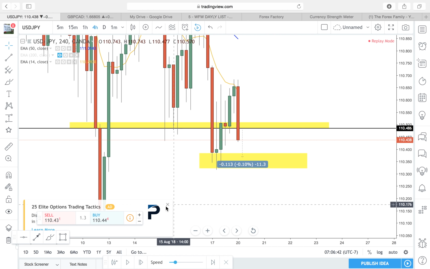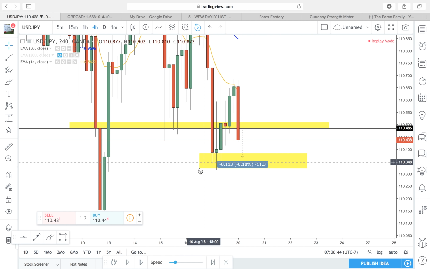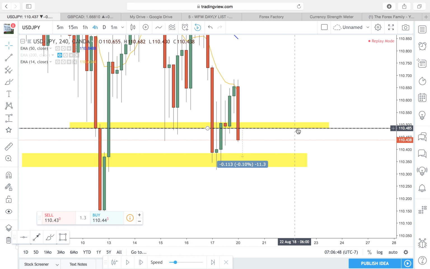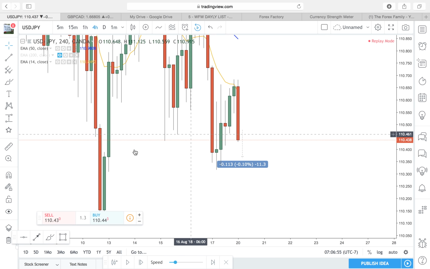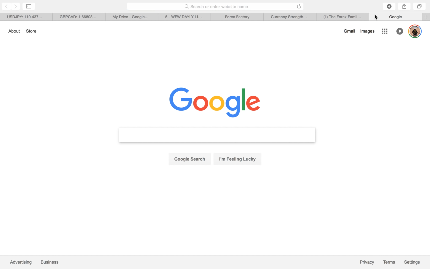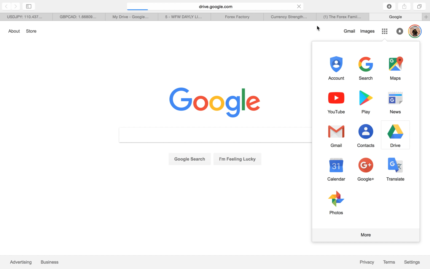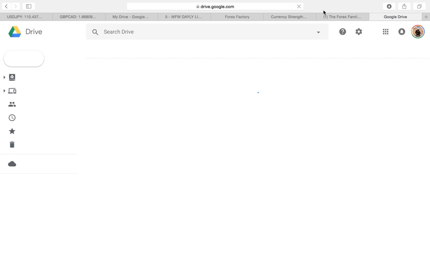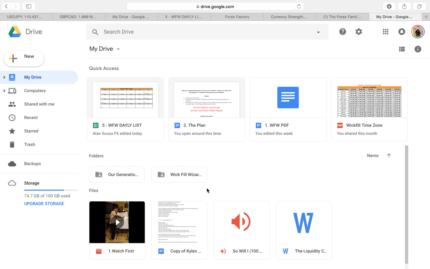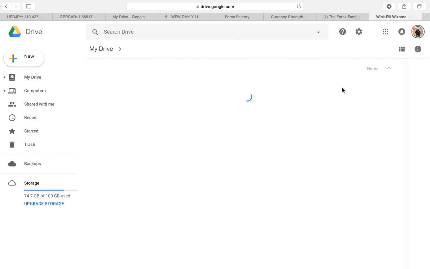I already have the zones drawn up, and what you need to pay attention to is the first yellow box. The first thing you want to identify is, did we break structure, and are we in between zones? Let me go to my Google Drive real quick, and I just want to show you guys a little thing that Alan made for us.